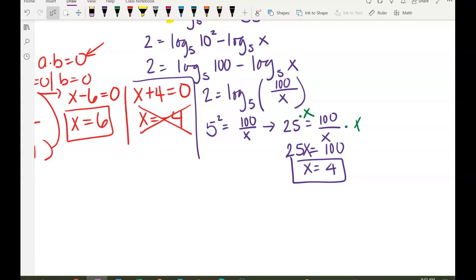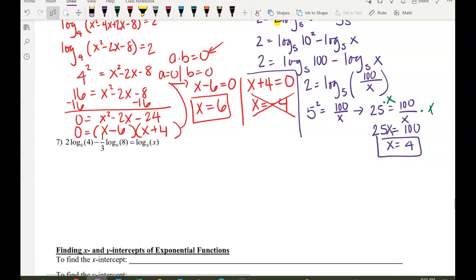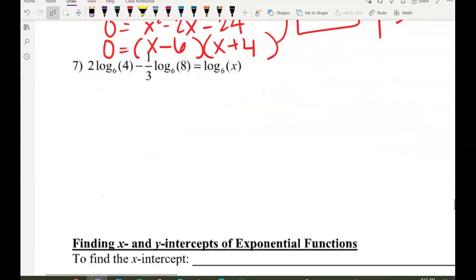All right, Marco, how many more examples do we have? 3. All right, let's find those 3. Jackson, can you help us read the next example?